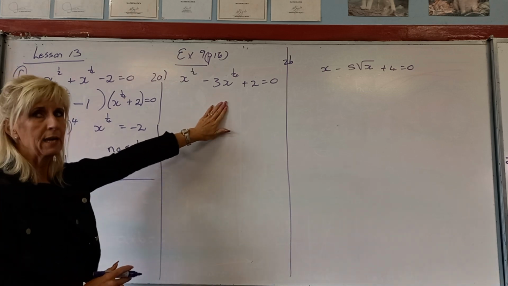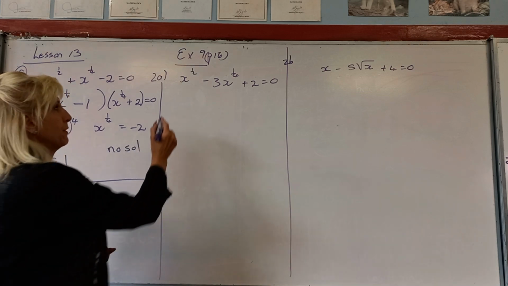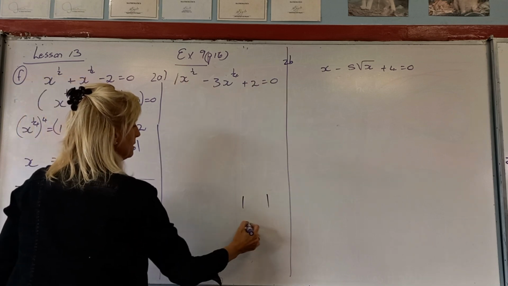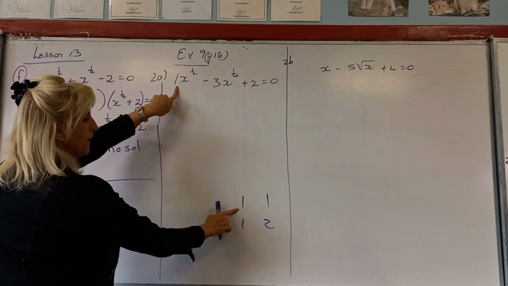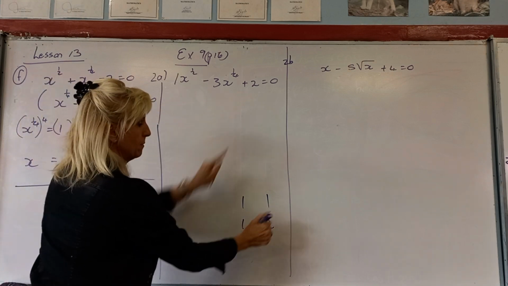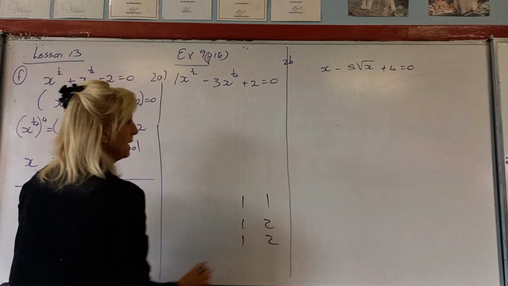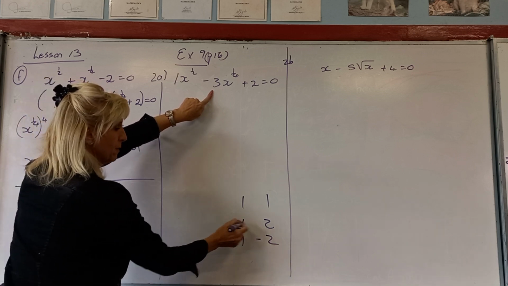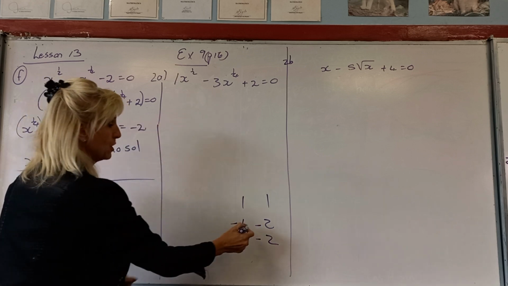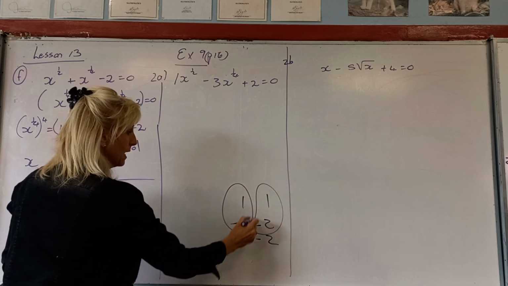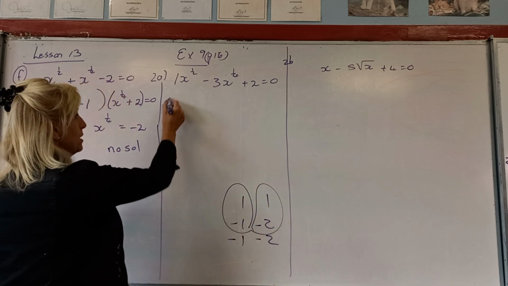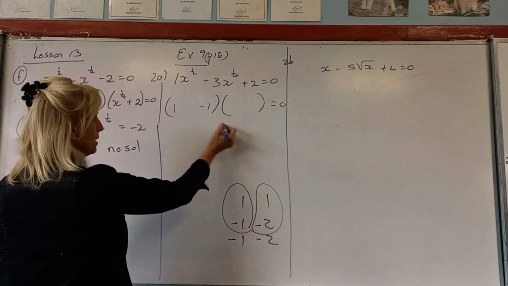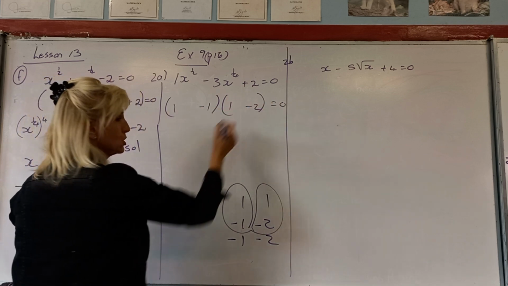Same thing happening here. Now we're going to go quicker with factors of 1 and factors of 2, which are 1 and 1 and 1 times 2. At the top, at the bottom. Cross multiplication, having to give me negative 3 in the middle. Both have to be negative. So there are my spy language crypt notes. So I know that in those two brackets, I'm going to have a 1 and a minus 1. And I'm going to have a 1 and a minus 2.